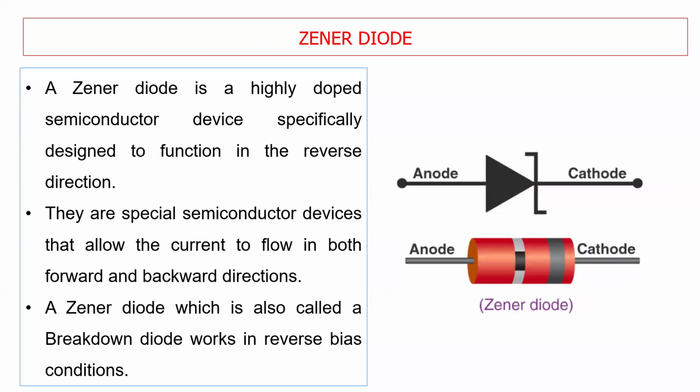A Zener diode is a highly doped semiconductor device specifically designed to function in the reverse direction. They are special semiconductor devices that allow current to flow in both forward and backward directions. It is also called a breakdown diode because of its operation in the reverse bias condition. This is the symbol, which represents the anode and cathode. This is how it looks practically, with the anode terminal, and the cathode has a silver line on the opposite side.